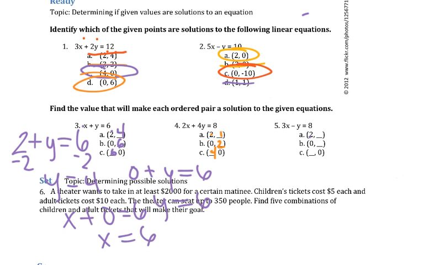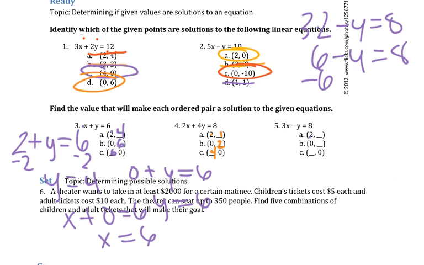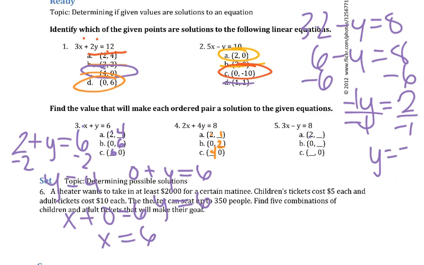So 2 for x, so I'd go 3 times 2 minus y equals 8. 3 times 2 is 6, minus y equals 8. Subtract 6. We have negative y equals 2. Divide by negative 1, because it's like there's a negative 1 here. We'd get y equals negative 2.